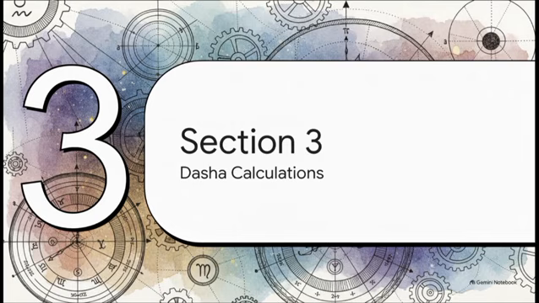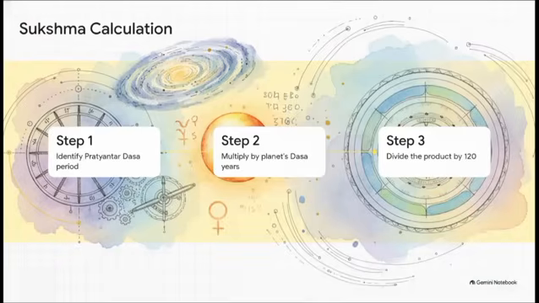Okay, so we know what the period means, but how do we actually locate this microscopic period in a person's life? For this, we have to shift our focus from interpretation to rigorous mathematical calculation. The text gives us a very strict sequential formula to derive the exact time frame of a Sukshma dasa. Here is how you do it. Step 1. Identify the total duration of the Pratyantar dasa period in question. This is usually converted into Gatikas, which are the ancient Vedic units of time.